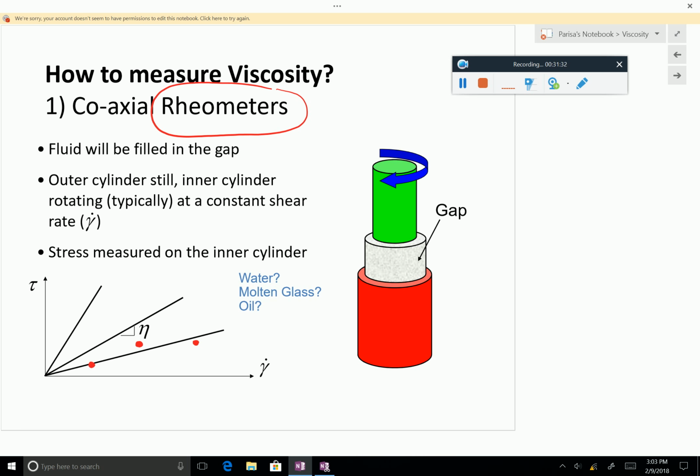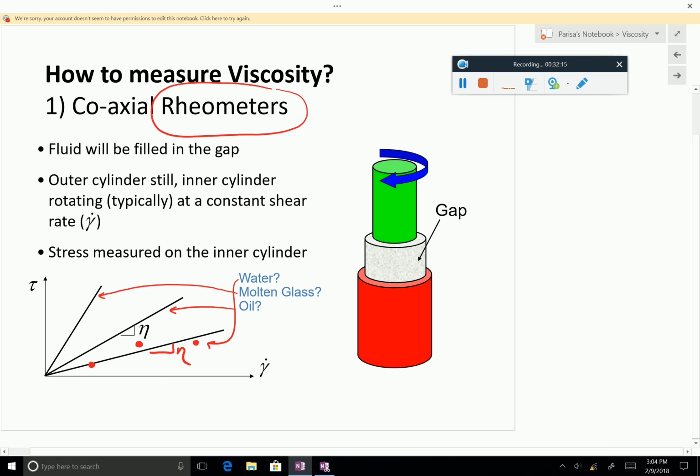Now, different materials, of course, will have different slopes. So if you want to look at, let's say, water, molten glass, and oil, you can very easily see which one will be which. The one with the highest viscosity would be molten glass, right? Oil would be the second one, and water would come here. The way to measure it is really changing the strain rate, measuring the stress, you have points, and then you fit a line, you look at the slope, and this gives you the viscosity.